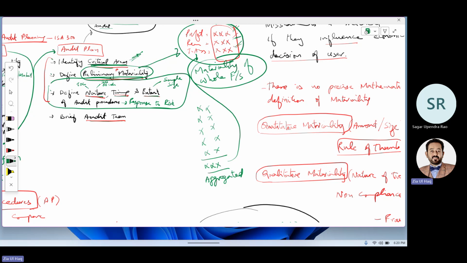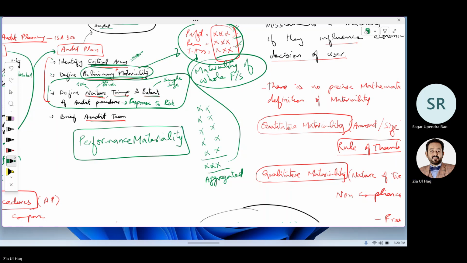Because if there are two or three, we can ignore. But if there are so many small immaterial misstatements, we shouldn't ignore them. We should check their combined effect, whether combined they are becoming material, and then we will consider it a material misstatement. This concept is called performance materiality: checking materiality of small immaterial misstatements in aggregate.